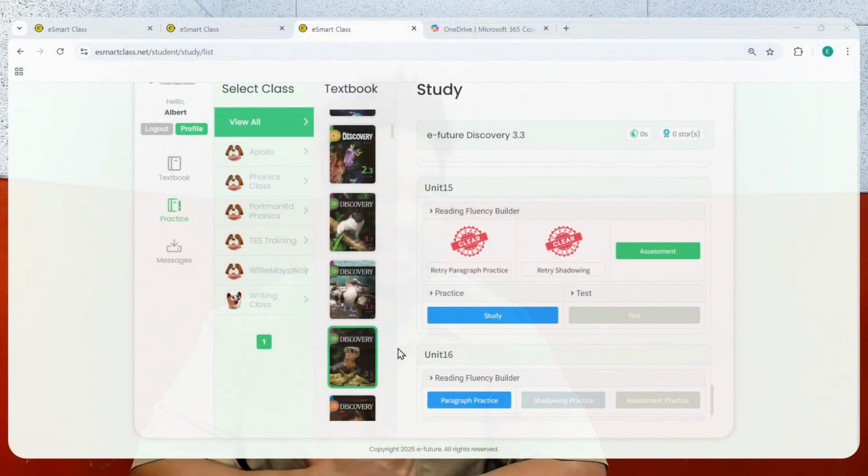In your classes, or in the lesson last week, we had you complete the Reading Fluency Builder's paragraph practice and shadowing practice. So now you should be able to access the assessment. So what I would like you to do is to, as part of your homework, complete the assessment in your Reading Fluency Builder. You cannot do the assessment if you have not done the paragraph practice or shadowing practice. So if you haven't done those, make sure you do them.